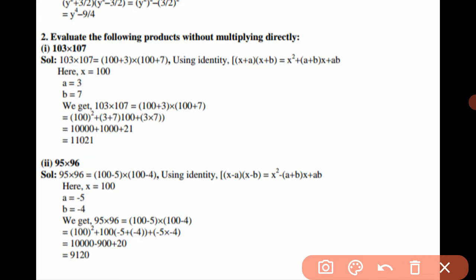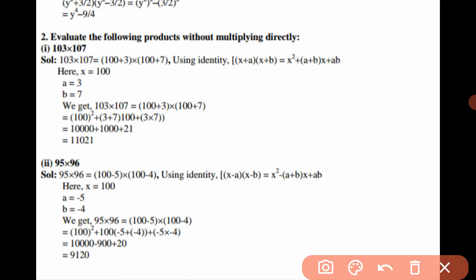So by solving it, 100 square plus (3 plus 7) into 100 plus 3 into 7. So it will be 10,000 plus 1000 plus 21. Now 11,021. So answer will be 11,021. In this way we can do this question. Now after this, see its second part.